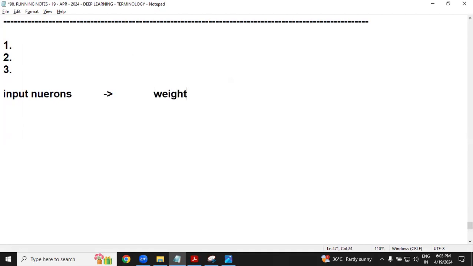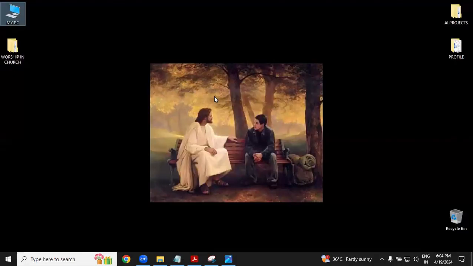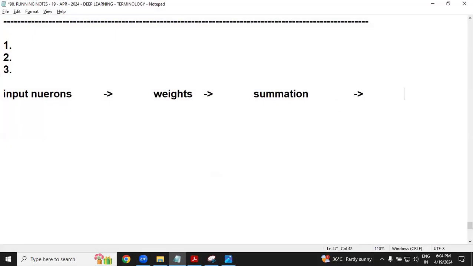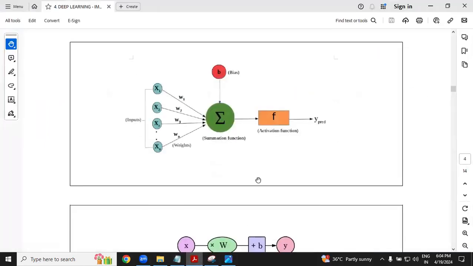Weights. What is the first one? Input neurons. Next one is weights. After weights, the next step is the summation function. One more time: input neurons, weights, summation function. After the summation function, the next value is the bias value. Slowly, I can cover it.